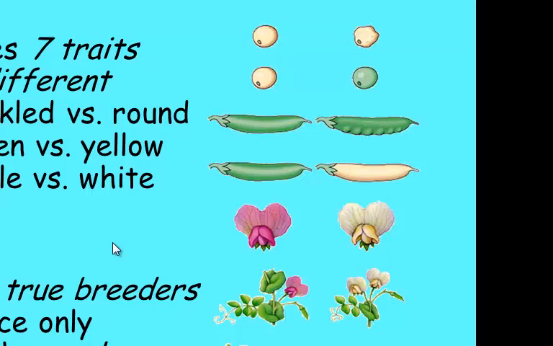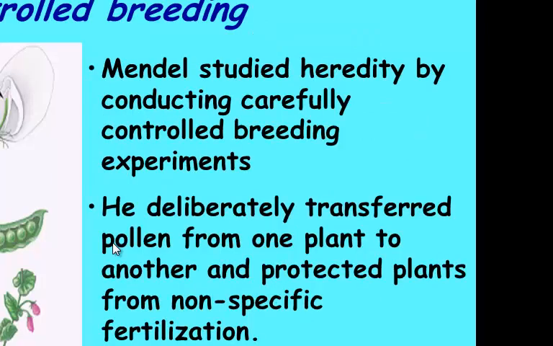And then he started doing crosses, one between the next. So what he did is he deliberately transferred pollen from one to another and prevented the plants from self-fertilization. He allowed seeds to form. Then he grew on several generations of plants.